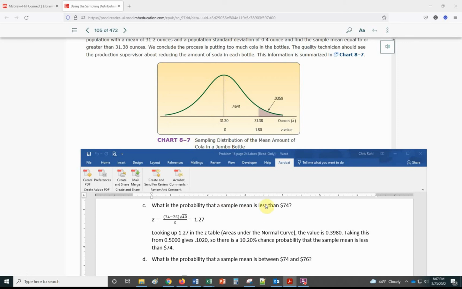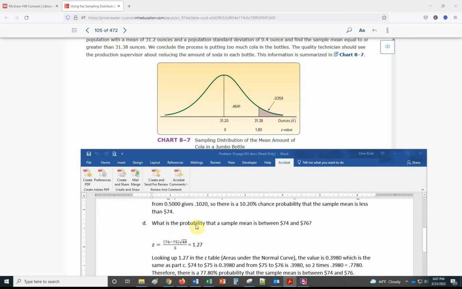And since it says less than 74, we're dealing with the part to the left over here. If 74 is right here, we're dealing with the amounts left of 74, because if we go to the right, it goes to 75, and that's greater. This says, what's the probability the sample mean is less than 74?